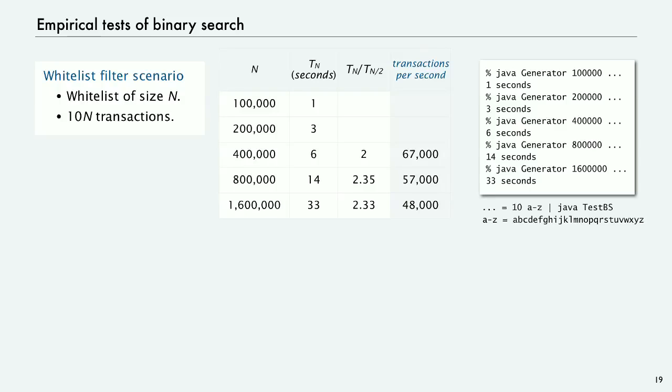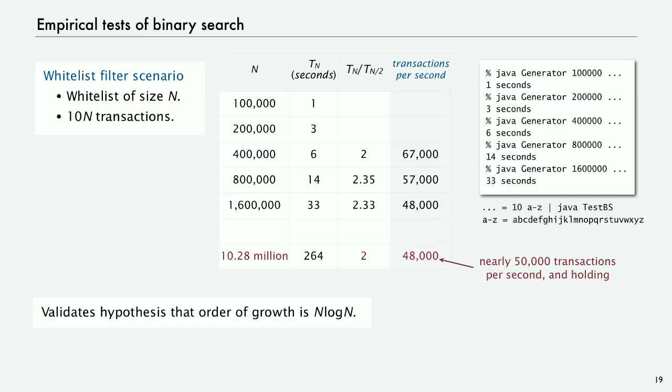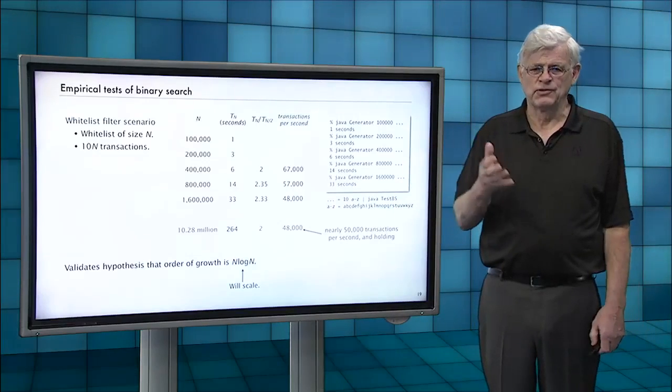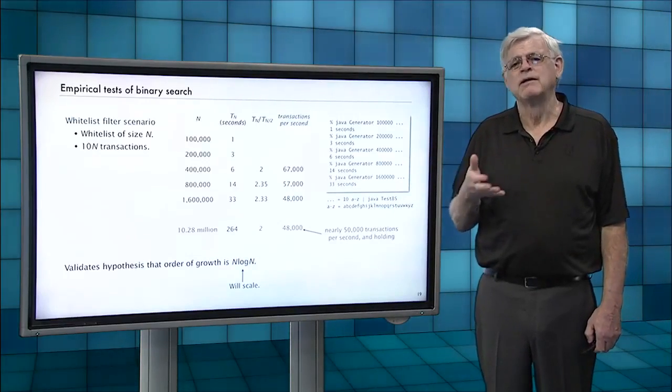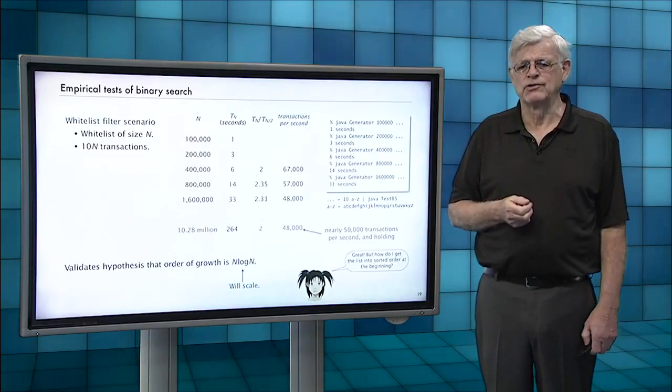Remember, for sequential search, it was taking hours. So for 10 million, you can do it in a few minutes, and the ratio is about 2, and we're at about 50,000 transactions per second in holding. So that validates the hypothesis that each of the N searches takes time proportional to log N, so the whole run is N log N. That's something that will scale. And binary search is certainly a much more effective method for solving this problem than sequential search.